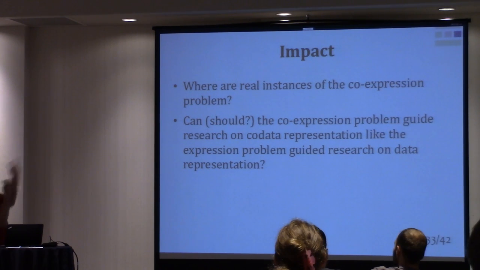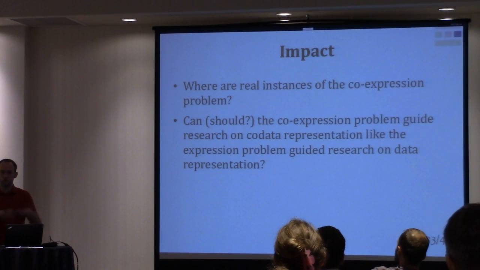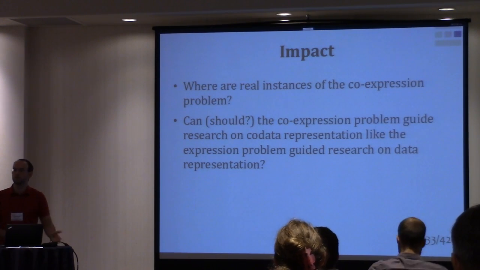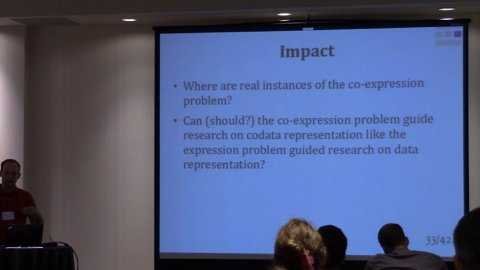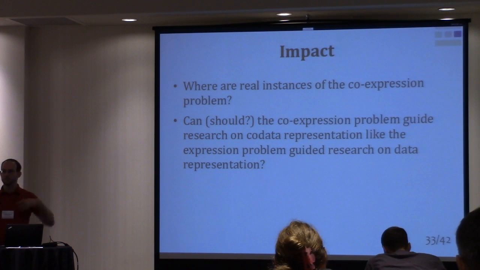Where are the real instances of the co-expression problem? When you write programs that use co-data, maybe just records or maybe some kind of transition systems, do you need extensibility? Is it actually missing, or is this just some academic exercise, where we dualize this and that, but no one cares?